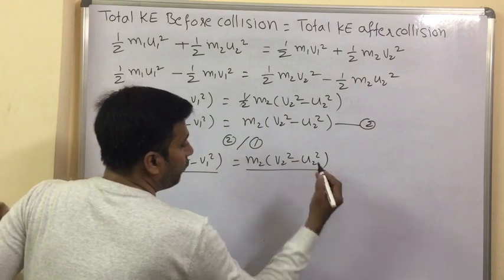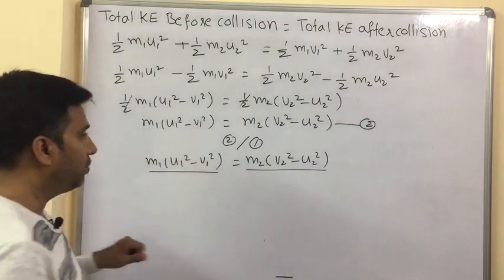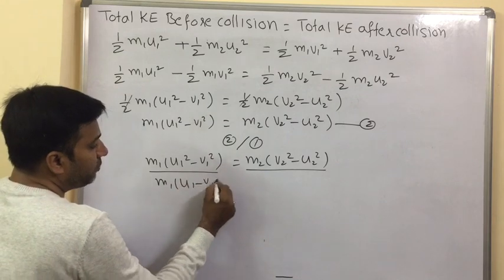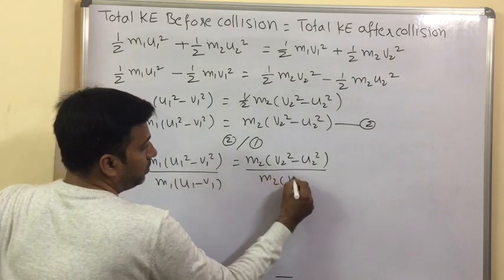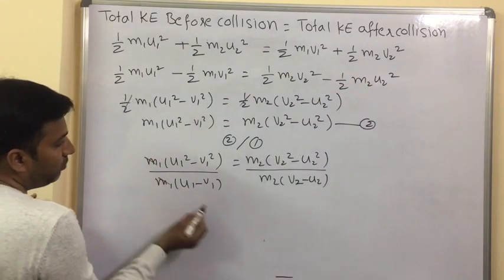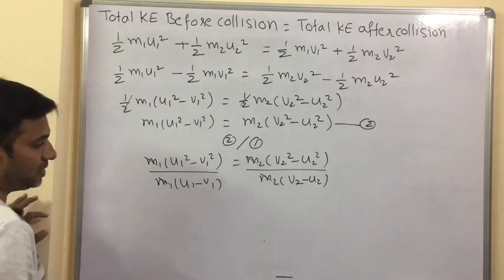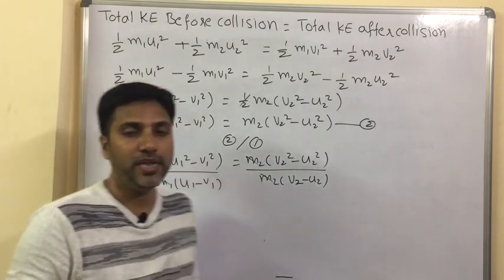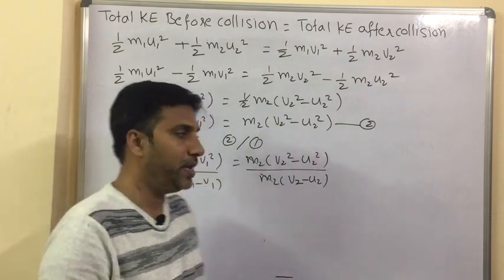Divided by the first equation, we have to write: m1(u1 − v1) / m2(v2 − u2). Now you see here m1 cancels, m2 cancels. This is in the form of a² − b², and a² − b² means (a + b)(a − b).